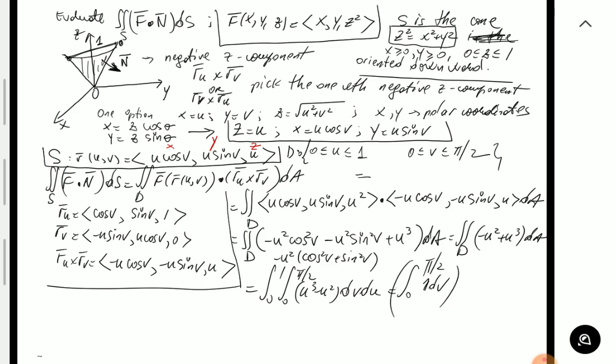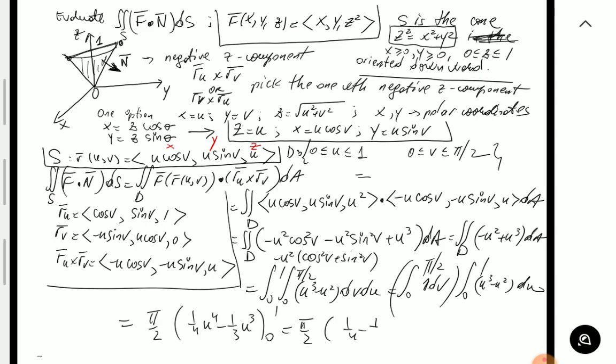and then the integral from 0 to 1 of u cubed minus u squared. Moving on, so that's going to be v between 0 and pi over 2, which is just pi over 2, and then 1/4 u to the 4th minus 1/3 u to the 3, from 0 to 1. We get 3 minus 4, which is negative 1, over 12, so minus pi over 24.